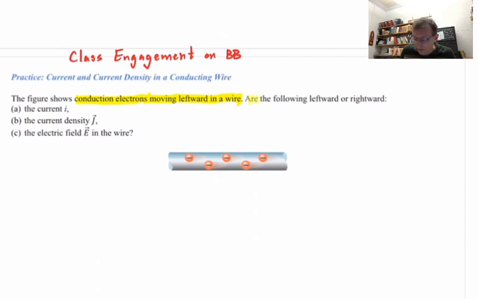Are the following quantities directed leftward or rightward in this wire segment? The current I, the current density J, and the electric field E. My hint is conventional current is what we're talking about. All right, so we'll be talking about this material in class, and that's all for this video.